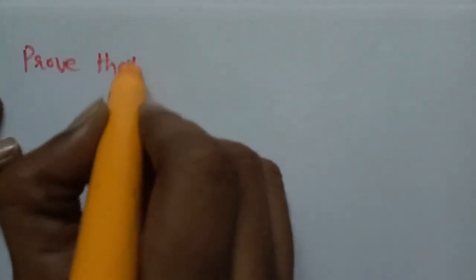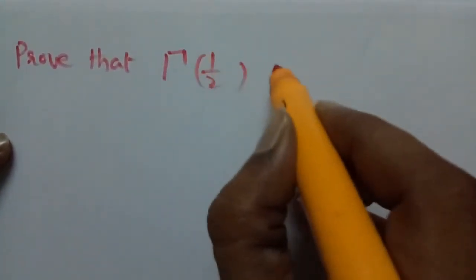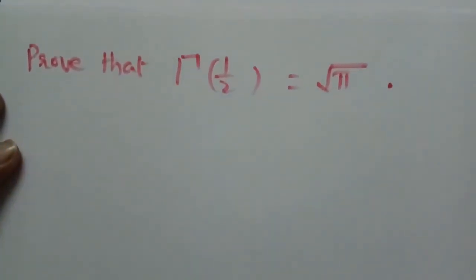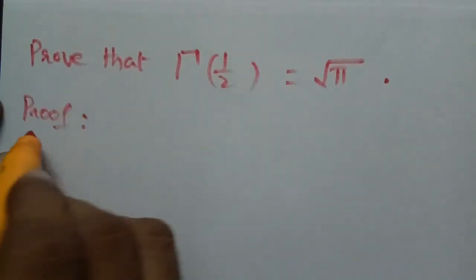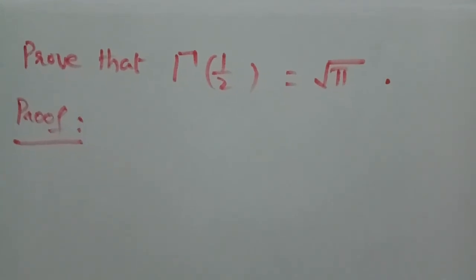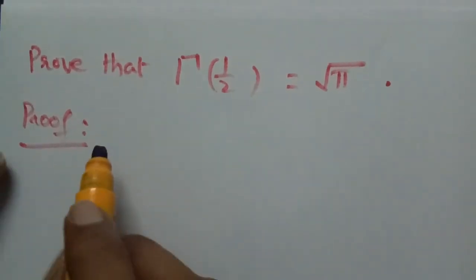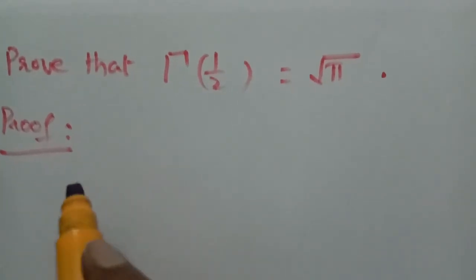Now prove that gamma 1 by 2 is equal to square root of pi. Solution or proof: to prove that gamma of 1 by 2 is equal to square root of pi, first you write the above proof and then substitute p equal to 0 and q equal to 0 in the above result.